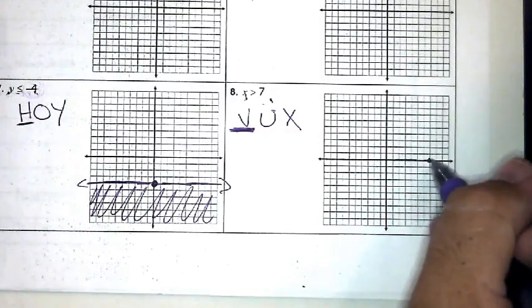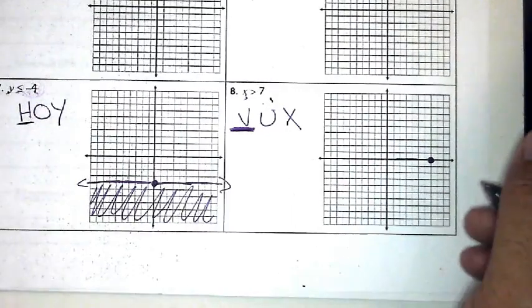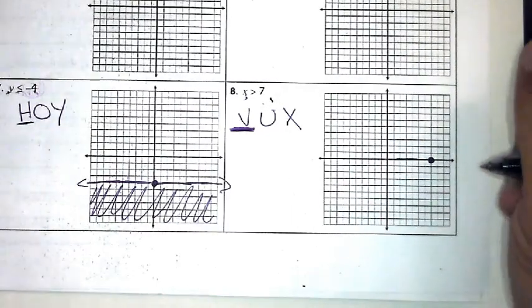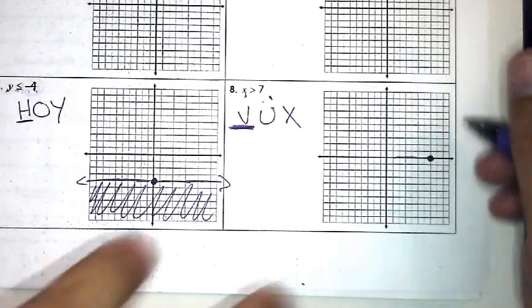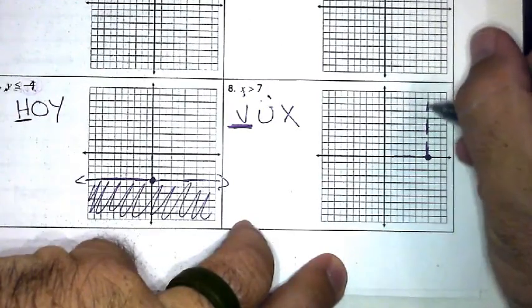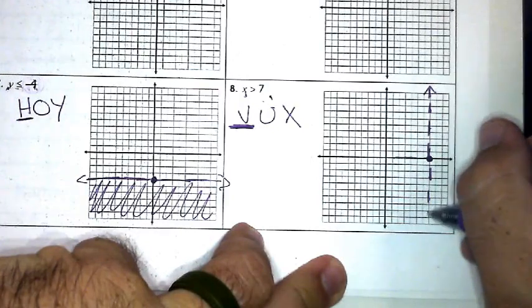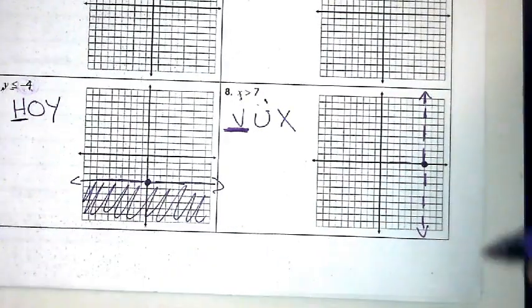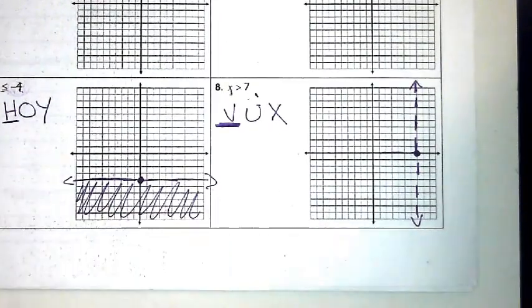However, before I draw the line, I have to ask myself 2 questions. Question 1, dashed or solid? Dashed. Right, Tim? Question number 2. Above or below?